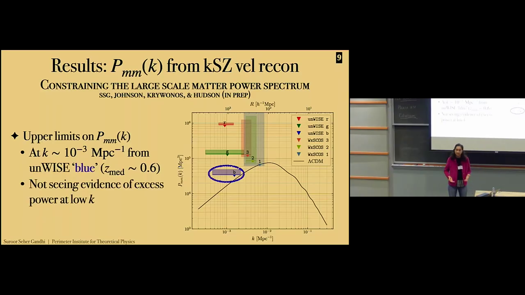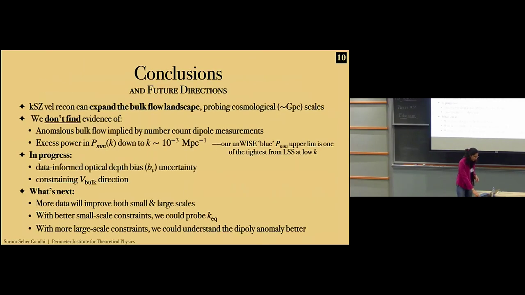And just to say that we're not seeing anything weird emerge, we're seeing things that are consistent with lambda CDM. So that is what I had. Just to summarize, we really think that kSZ velocity reconstruction can add to this existing landscape of bulk flow measurements. We can go beyond the 100 megaparsec or so regime that we've been limited to so far.